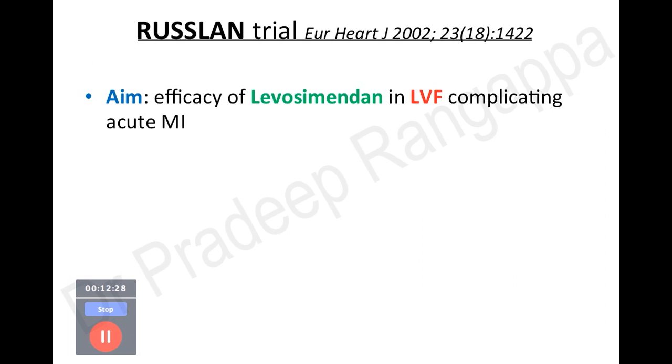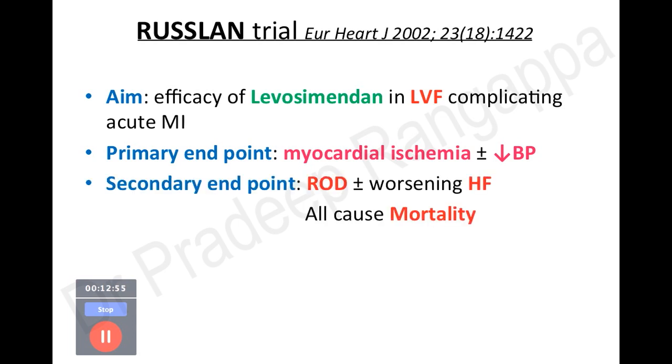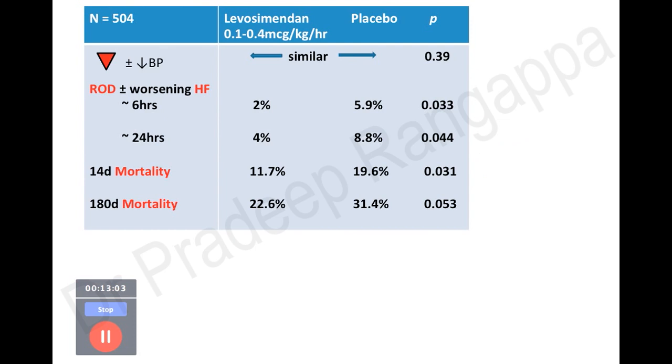Then came the RUSSLAN trial. So this also is a landmark trial. Here the aim was to look at the efficacy of levosimendan in LVF, left ventricular failure, complicating acute MI. So the primary endpoint was to see whether levosimendan induces ischemia. Like you would have seen cardiologists telling that dobutamine can induce ischemia. So they wanted to see whether levosimendan induces myocardial ischemia and whether it causes hypotension. And the secondary endpoint was to look at the risk of death, whether it had any beneficial effect on reducing the risk of death or worsening of heart failure, and all-cause mortality.